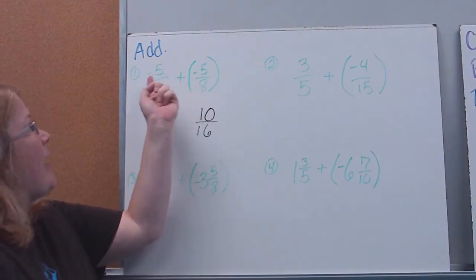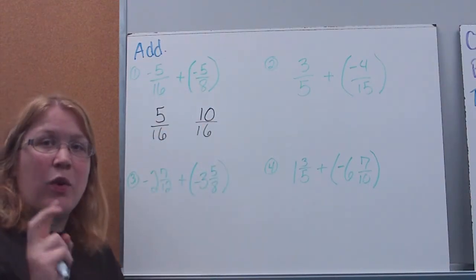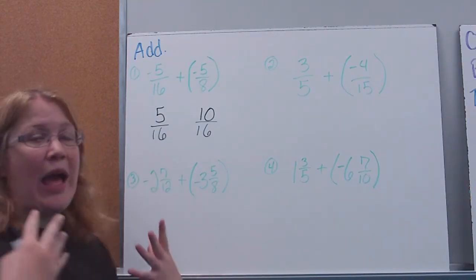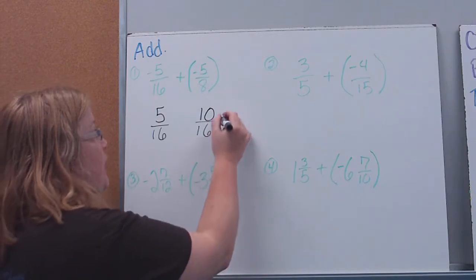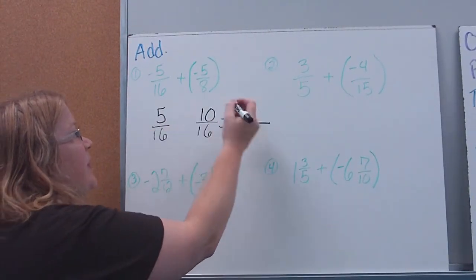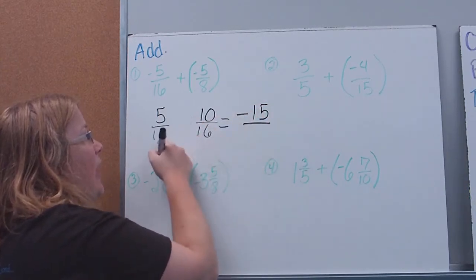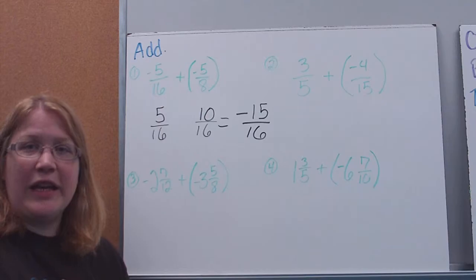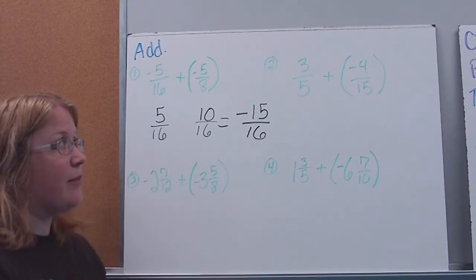Now I notice I'm adding, they're both negative, so I'm adding the same sign, which means I'm going to add the 2 and keep the sign for my answer. So my answer is going to be negative 5 plus 10 is 15. I keep my denominator. There's no need to reduce. This is already in its simplest form right there.